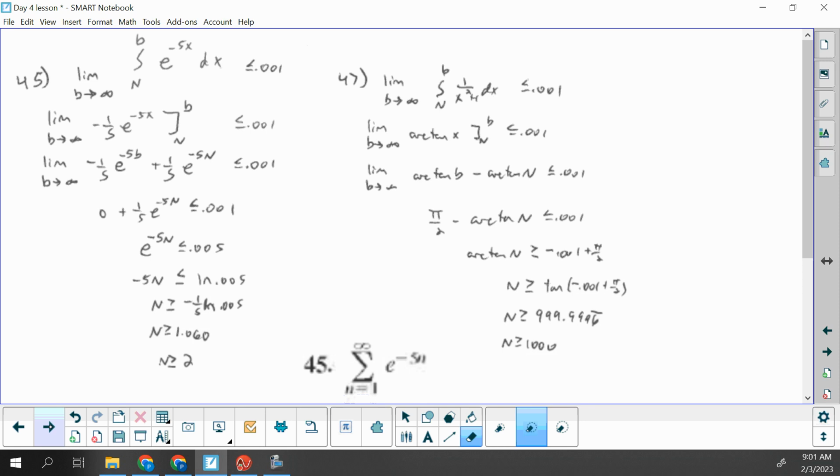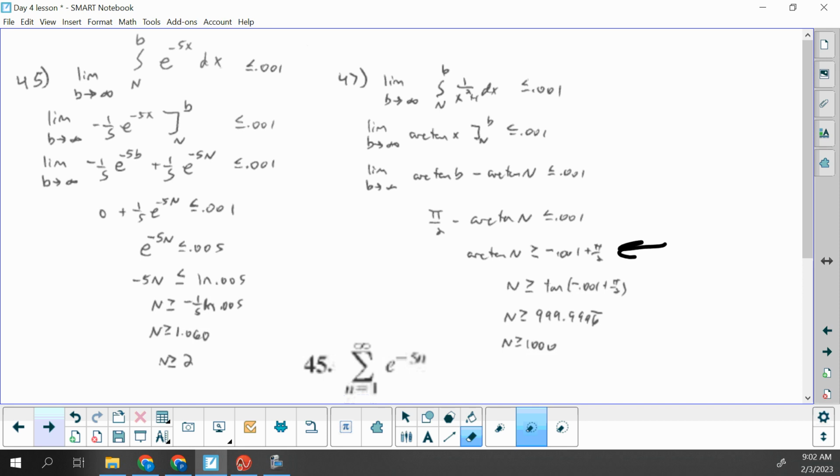And the last one, same idea, but we have an arctan, so fill in your b, fill in your n. Arctan, as b goes to infinity, we've seen a few times is pi over 2. Subtract. You can do a couple different ways. I chose to subtract the 0.001 over to the left, add the arctan over to the right, and that gives you that new inequality here. Then undoing an arctan is just doing a tan, so n is greater than or equal to tan of that number. When you put that in, you get that 999.9996 number, so n has to stay greater than or equal to 1,000 terms.